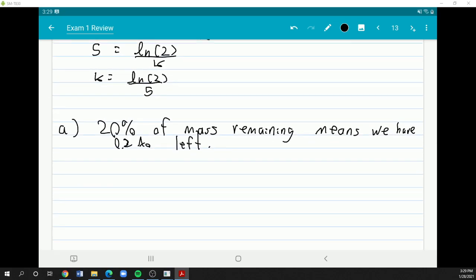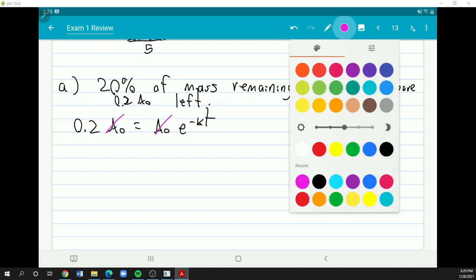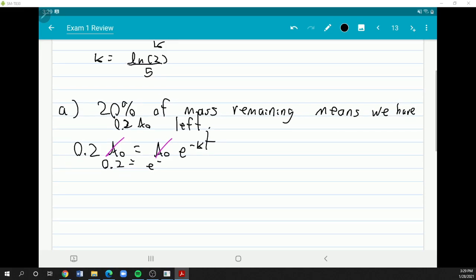So now we set this equal. We say 0.2 A naught equals A naught e to the minus kt. And from here we solve for t. So divide both sides by A naught, those cancel out. 0.2 equals e to the minus k, we also know k is natural log 2 divided by 5, times t.